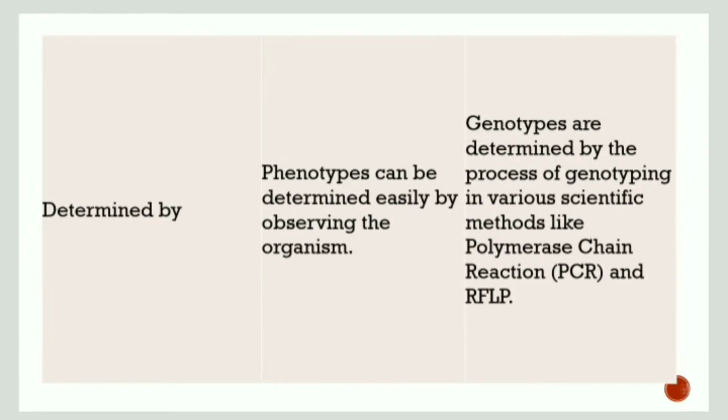So let us discuss how these phenotype as well as genotypes are determined. So in the case of phenotype, it is easily determined since it is an observable trait. So for example, if we take height of an individual, we can easily understand whether the individual is tall or short. So the phenotypes are easily identified. Whereas in the case of genotype, since it is not an observable trait and since genotype is the genetic makeup of an organism, it is difficult to be determined. So we use techniques like PCR as well as RFLP.